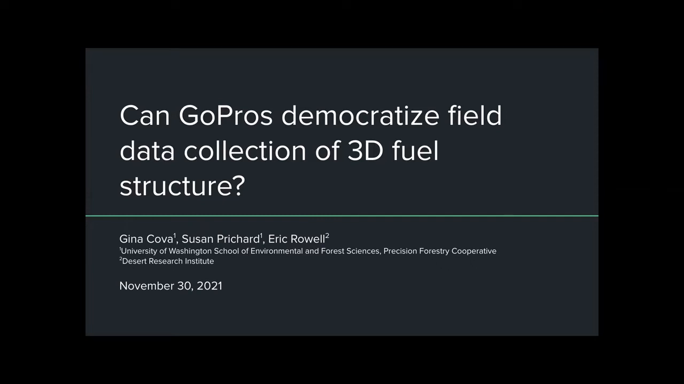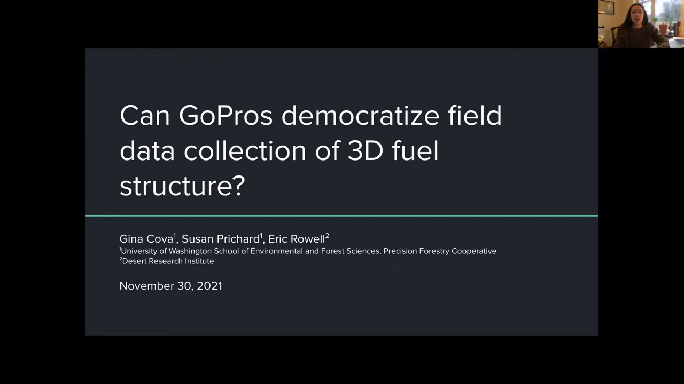My name is Gina Cova, and I'm a graduate student at the University of Washington School of Environmental and Forest Sciences in the Forest Resilience Lab and Precision Forestry Cooperative. And today I'm going to tell you a little bit about a project I've been working on with Susan Pritchard and Eric. Eric and Van have already done a pretty good job of introducing this project to assess a novel technique to remotely sense understory fuels.